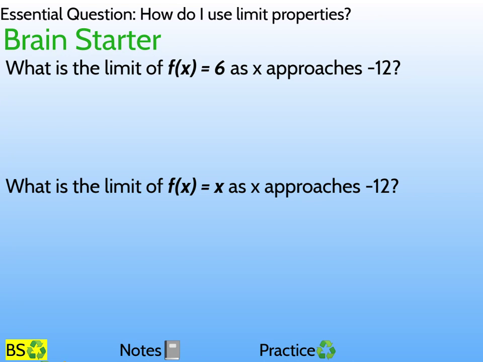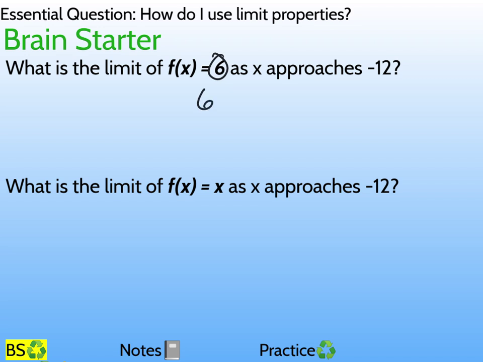The first question asks for the constant function f of x equals 6. What is the limit as x approaches negative 12? Well, basically, since it's a constant function of 6, any x value that it approaches, the limit's just going to be 6, which it always is.